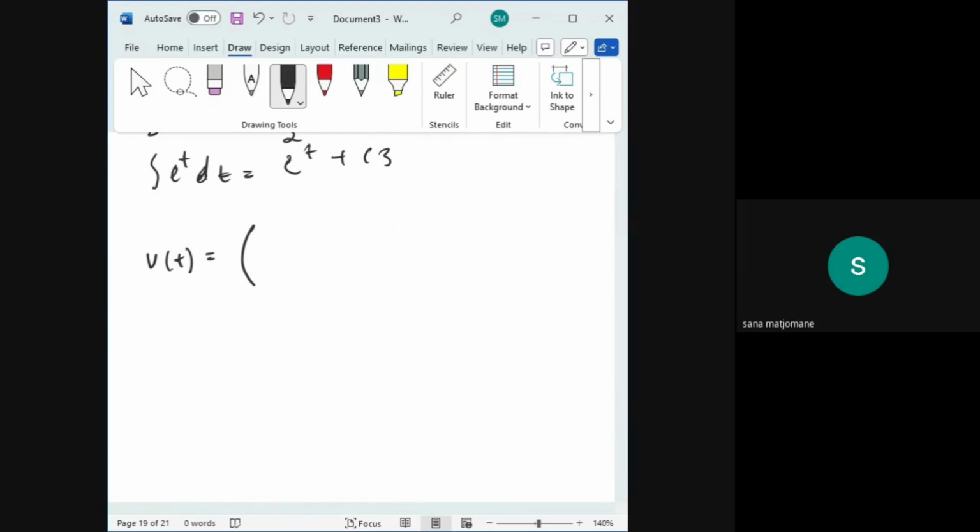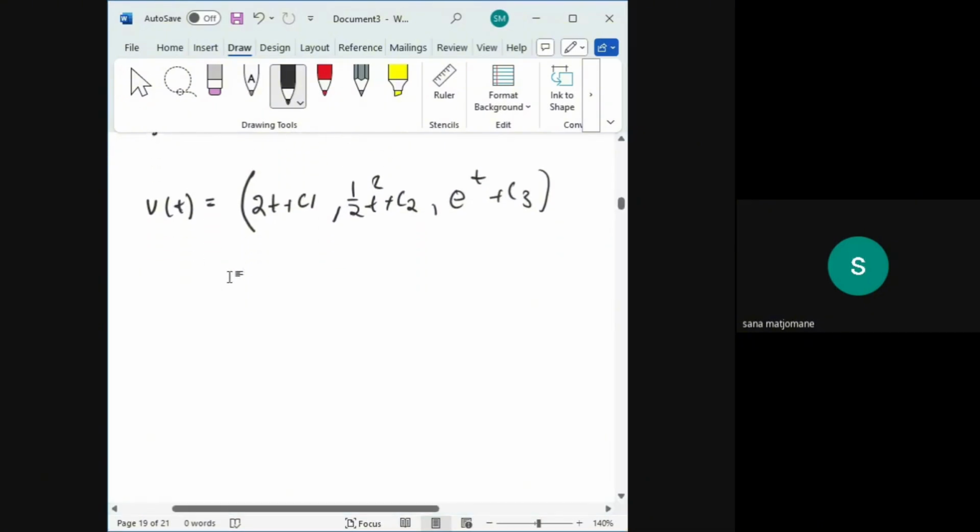So the first one was the 2, so it was 2t plus c1. Then the second one is half t squared plus c2, right? Then the third one is e to the exponent t plus c3. That's my velocity. But let's check. We know c1, c2, and c3 are integration constants. We need to find the values. How do we find the values? We're given initial conditions. You use those initial conditions.